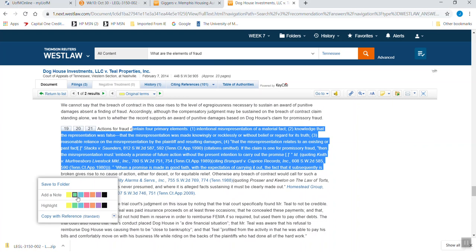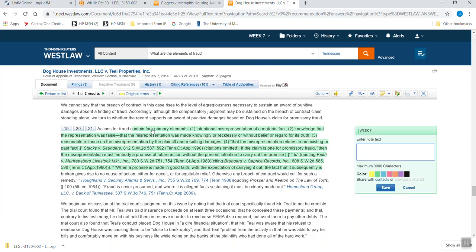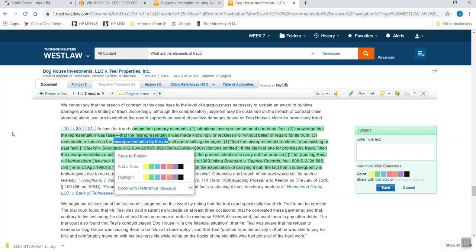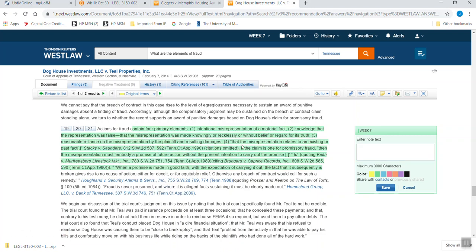The actions of fraud contain four primary elements: intentional misrepresentation of material fact, knowledge that the representation was false, that the misrepresentation was made knowingly or recklessly or without belief or regard for its truth, reasonable reliance on the misrepresentation by the plaintiff and resulting damages, that the misrepresentation relates to an existing or past fact.